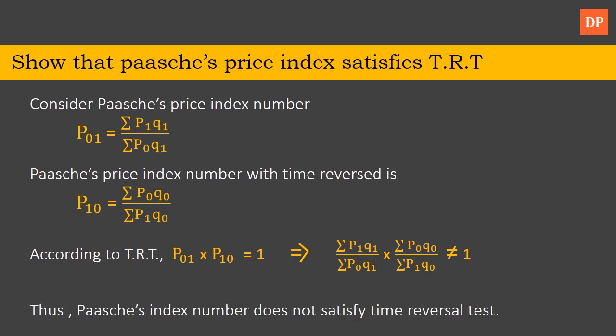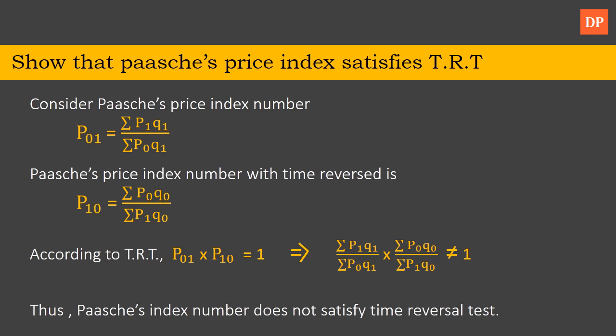Now let us prove whether Paasche's price index number satisfies the time reversal test. For that we need to consider the Paasche's price index number. P01, the price index number for the current year 1 with respect to base year 0, is equal to summation P1Q1 divided by summation P0Q1. Both in the numerator and denominator we have considered current year quantities. So Paasche's price index number considers current year quantities.